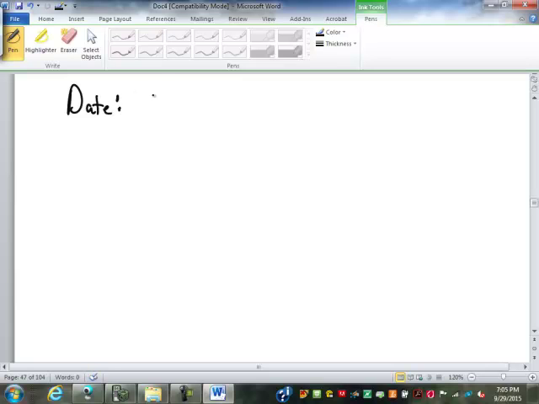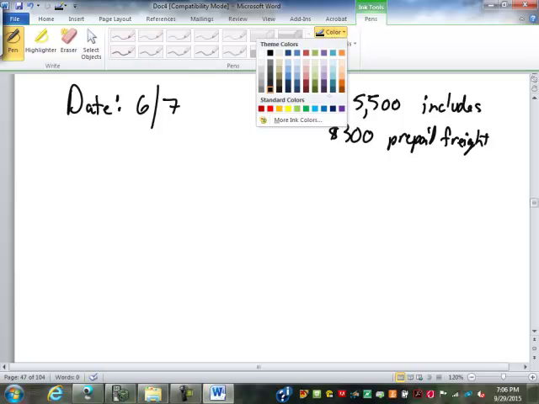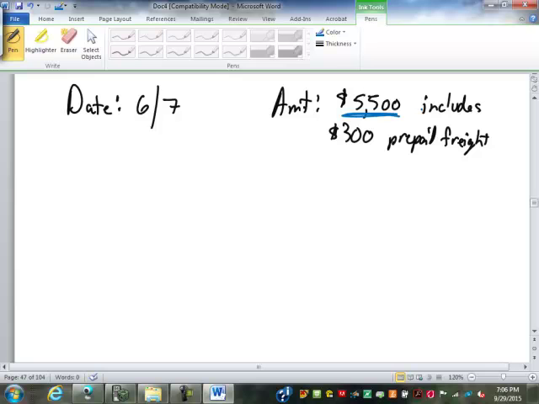Date, 6/7. The amount, $5,500. This time this includes $300 of prepaid freight. What that means is 5,200 is merchandise, 300 is freight. The 5,500 is a total of merchandise and freight. So the 300 is included in that.